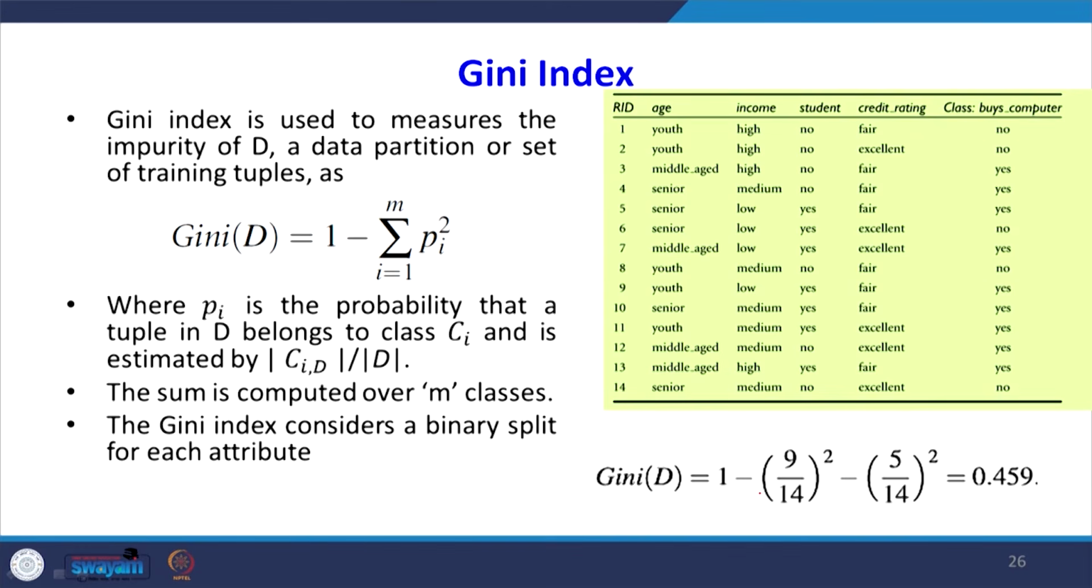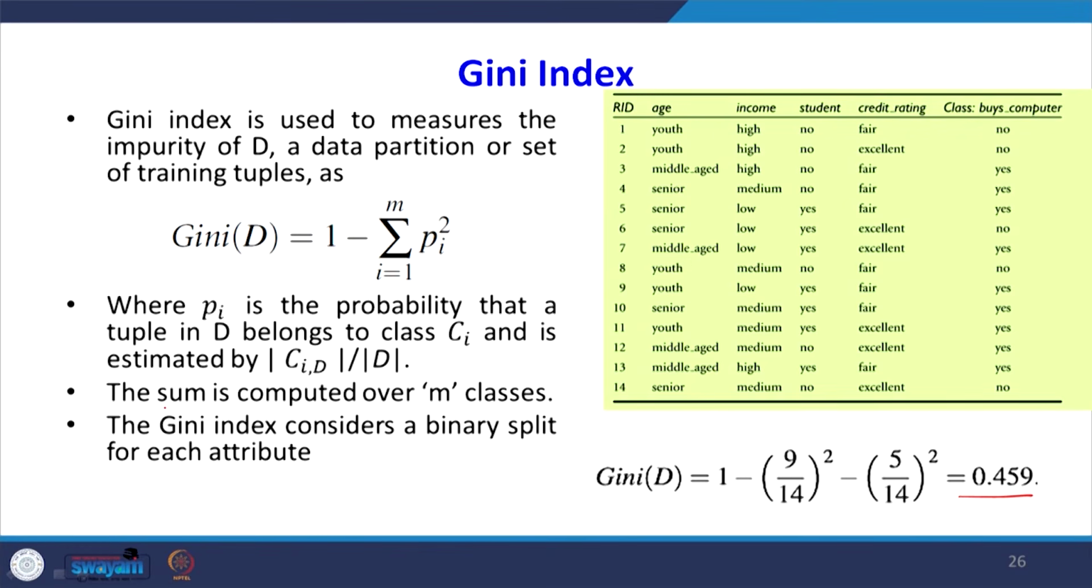For example, I will explain for this data set how to find out the Gini index. So 1 minus, how many yes are there here? There are 9 yes, so 9 by 14 whole square, minus how many no are there? 5 no, 5 divided by 14 whole square. So 1 minus 9 by 14 whole square minus 5 by 14 whole square is equal to 0.459. This is the Gini index.